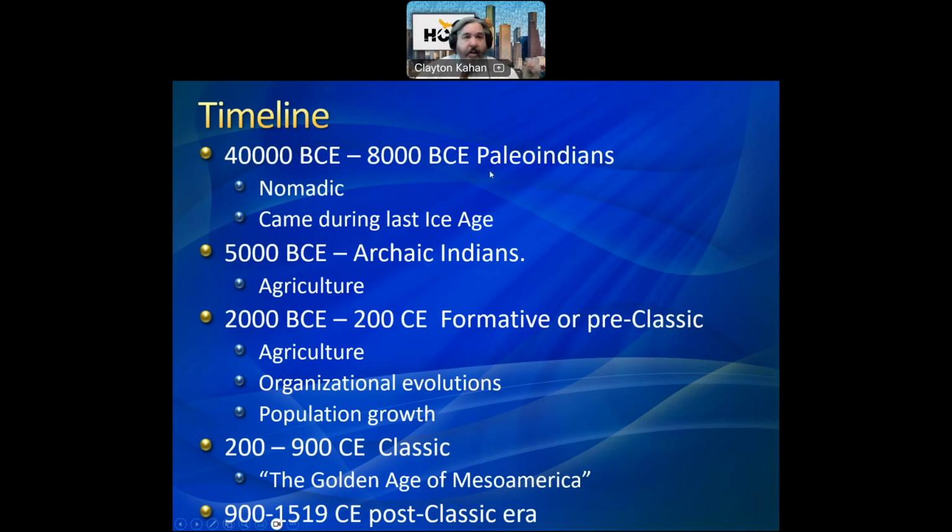Paleo Indians, absolutely, hunting and gathering. No agriculture whatsoever. Archaic Indians, still reliant on hunting and gathering, but they are domesticating some crops. Formative or pre-classic Indians are now at a point where they're saying, no, we rely on agricultural production for our basic staple crops, the things that literally feed us day to day. Okay, so they are reliant on this agriculture.